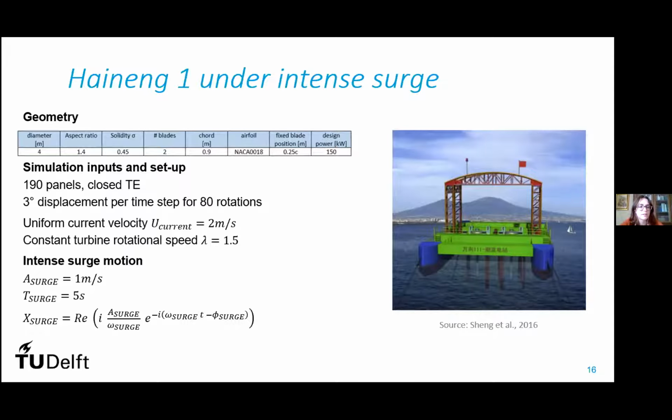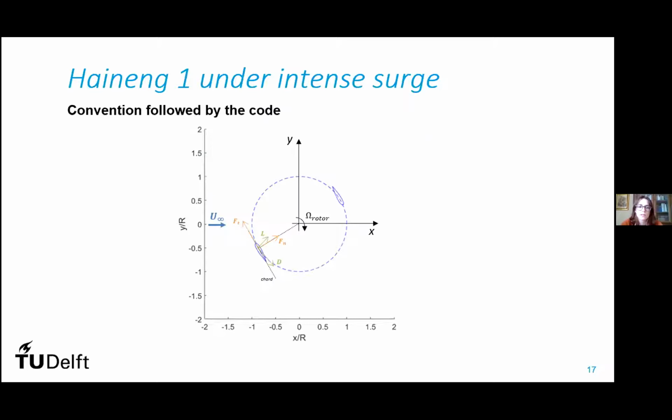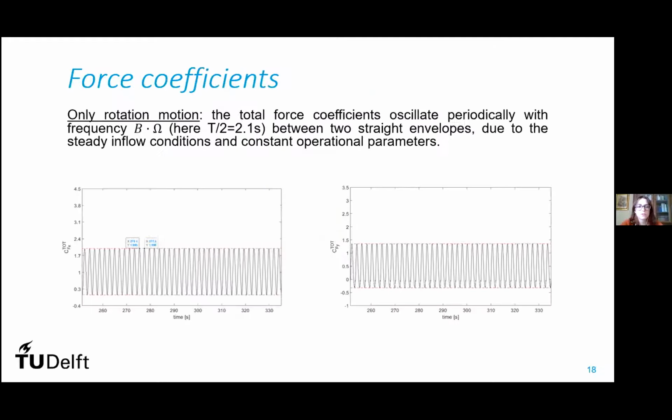You can see on the left the geometry and the simulation inputs and setup that I defined through a convergence study and the CP-lambda curves computed to find the rotational speed. And we use an intense surge motion simulation to understand properly what was happening at the level of the blades. This is the convention used by the code.